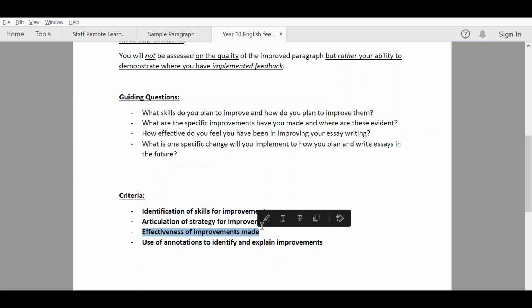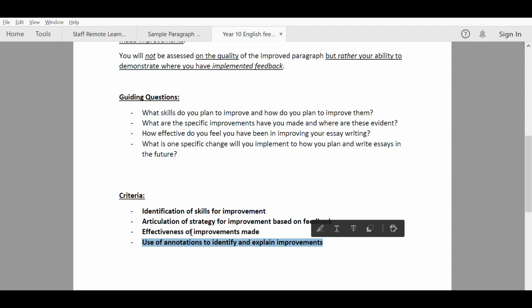Effectiveness of the improvements made. This is your ability to actually rewrite it better. So maybe you've identified an area of concern, you have described the strategies you're trying to use to improve your work. Here is whether you've actually improved it or not. Your teacher will tell you whether you've improved it or not, but it should be evident to you whether you've improved it. Here's your use of annotations to identify and explain. So you get marks for actually annotating itself.